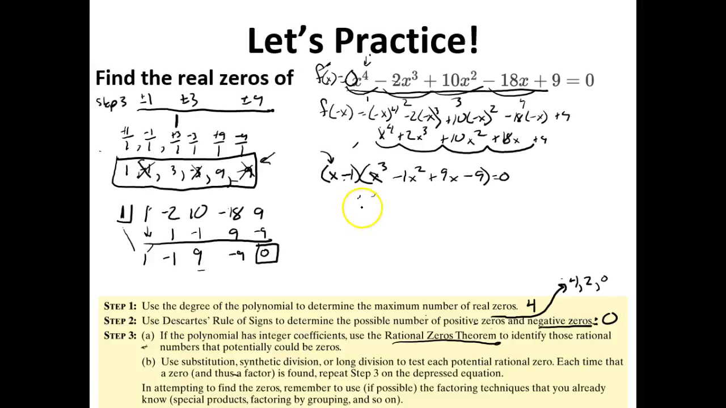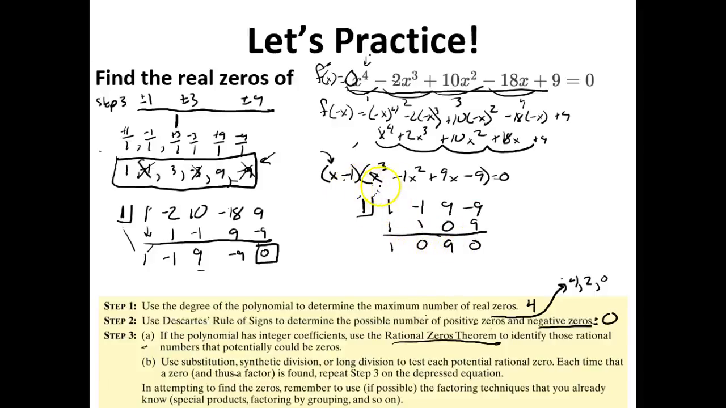So I'm going to go ahead and try 1 with synthetic division to see if I can factor out another, if that's another 0. And this time I use these coefficients in this depressed equation. So I use 1, negative 1, 9, negative 9. I drop the 1. 1 times 1 is 1. Add 0. Multiply 1 times 0 is 0. 9 plus 0 is 9. 1 times 9 is 9. Add 0. Again, I got a 0 right here.